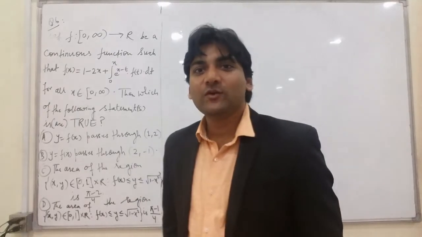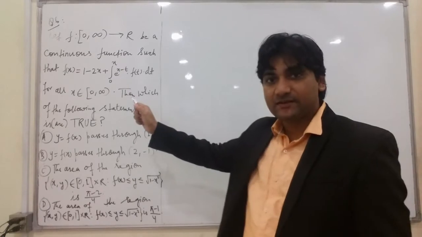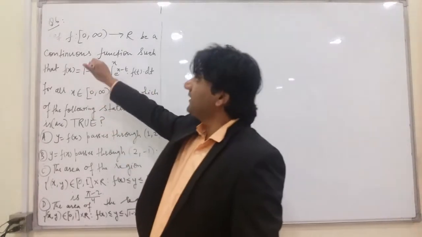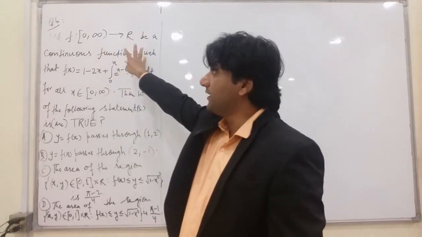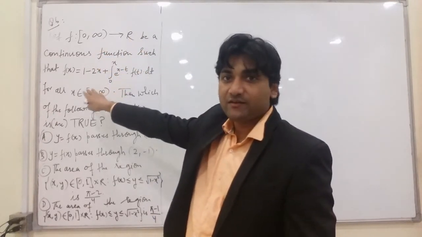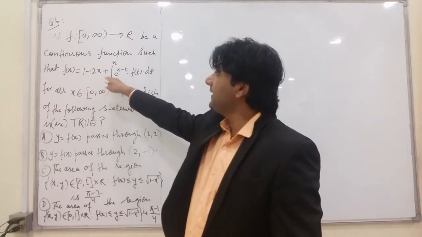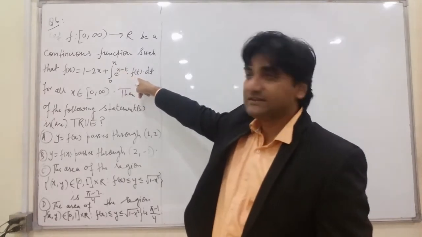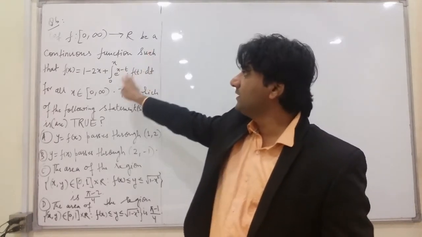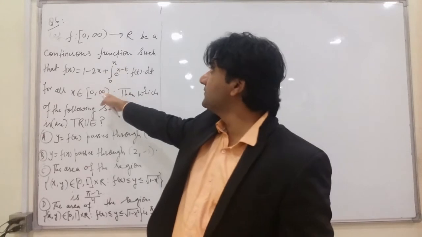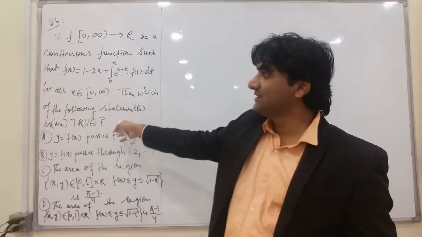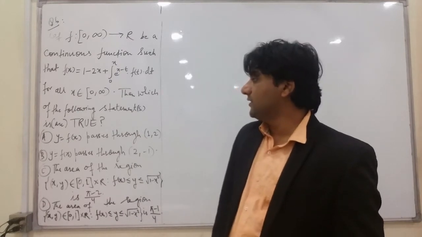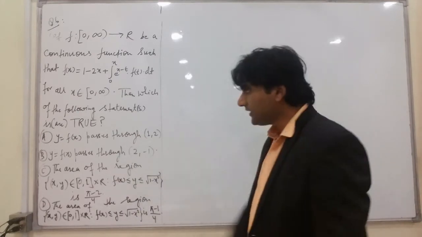Okay. So now we are going to solve question number 6, JEE Advanced 2018. In this, the function's domain is 0 to infinity, codomain is all real numbers, with a continuous function such that f(x) is given as 1 minus 2x integral 0 to x e raised to x minus t times f of t dt for all x in the domain 0 to infinity. Then which of the following statements is or are true? We have 4 options, A, B, C, D. We have to check everything.